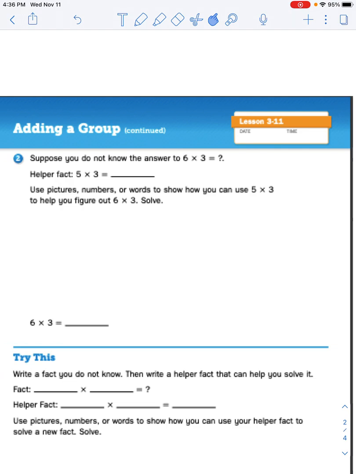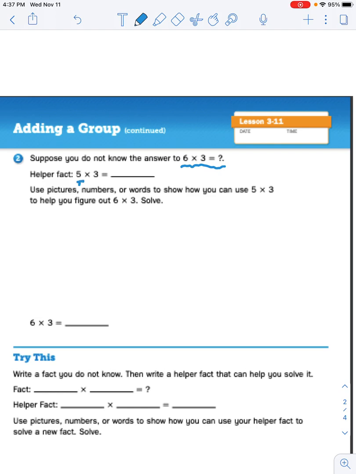Because you don't just have to use arrays when it comes to multiplication. You know that you could make groups, you could make a picture, you could make lots of different things. So I'm going to do this problem here. It says, suppose you do not know the answer to 6 times 3. Okay, well, it asks me to use the helper fact, 5 times 3. Remember, when you are not sure what the answer to a multiplication problem is, in this strategy, you're going to use a multiplication equation that you do know. Use that helper fact.